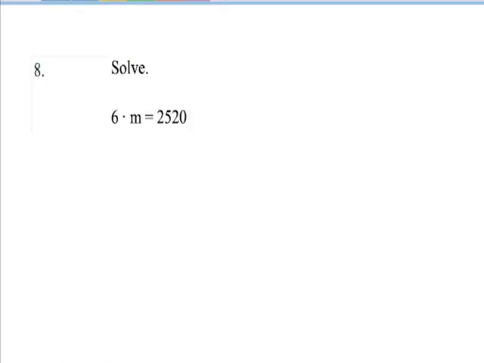All right. In this equation, I have 6 times m is 2,520. I notice it's multiplication. That means that to get m by itself, I need to divide by 6. That will take care of that. That's the easy side. I have to also divide the right side by 6. Always, always make sure you're doing the same thing on the left that you do on the right. That leaves me with a 1m. I don't write the 1.